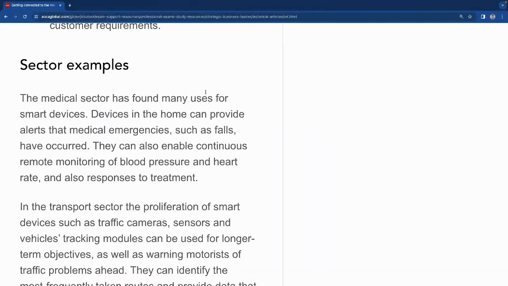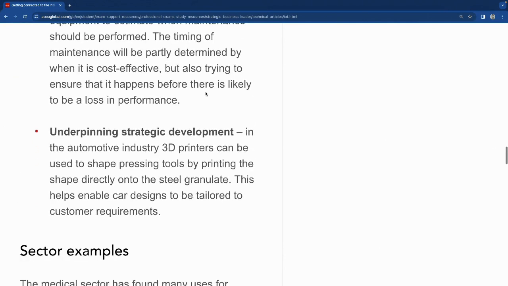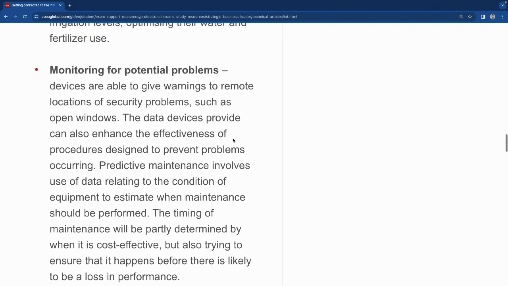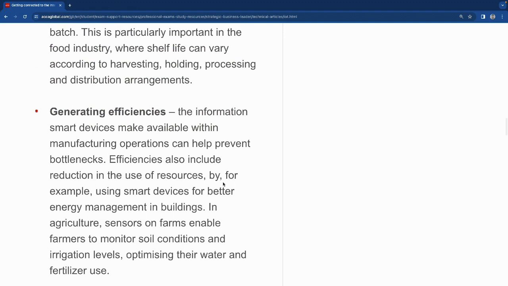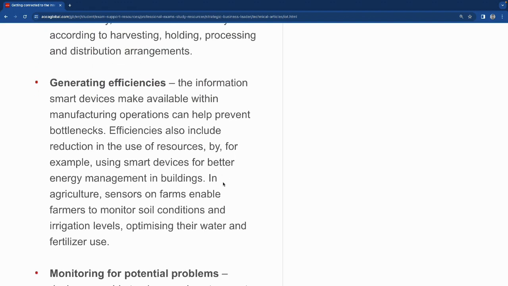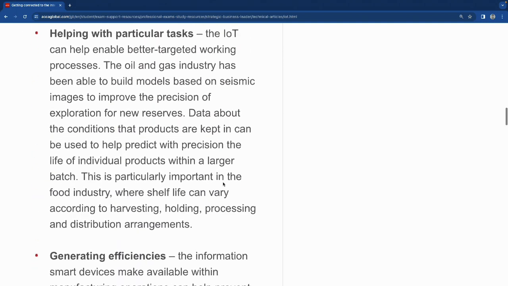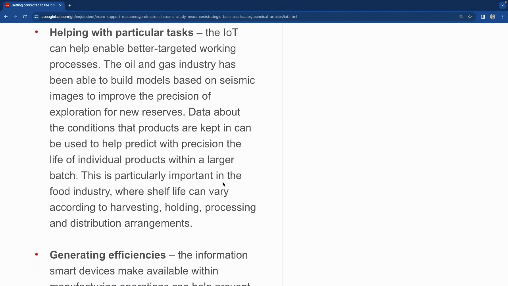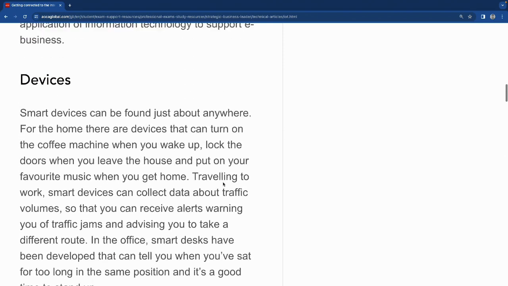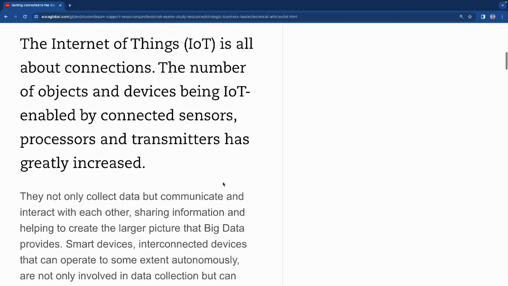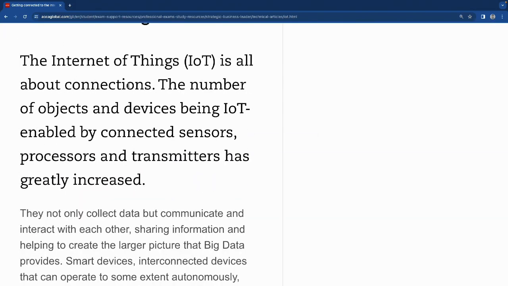Okay, the other issue here. So we have sector here. So you can see underpin strategic development. That's nothing much. Monitor for problems. This is kind of important for the player or the stadiums. Generating efficiency. This is kind of important for the stadium in terms of the outlets and their food, and helping with a particular task. This is helping with the player performance or helping the referee do their work. Okay, that's basically the users. These are the smart devices. That's all the examiner had written. So just remember what you can use it for.